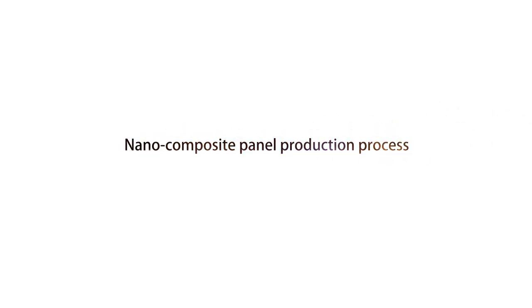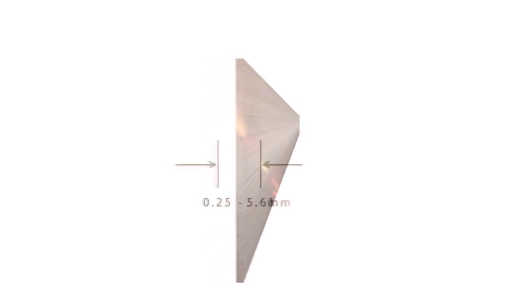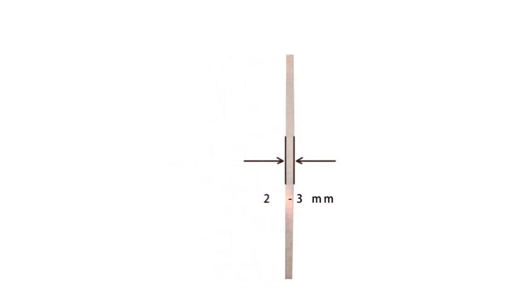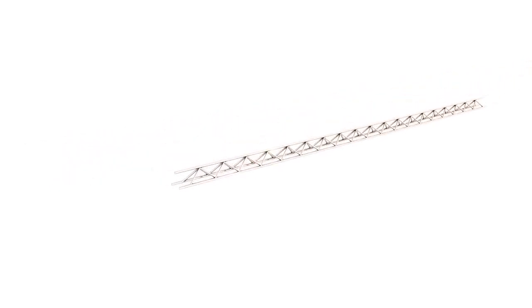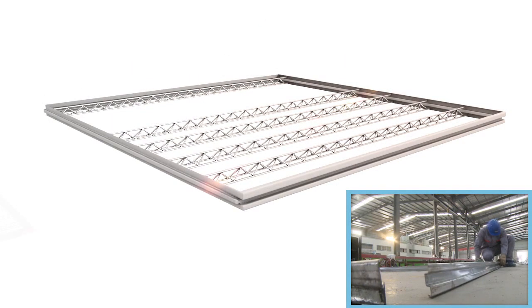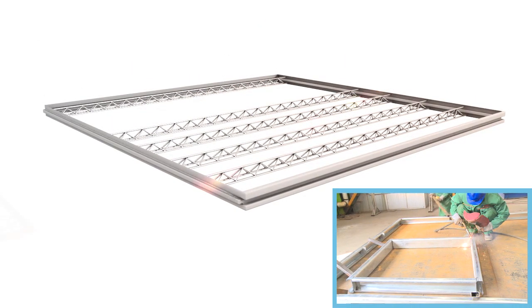Composite panel production process. Firstly, bend the galvanized steel sheet to the design standards and cut to the right length. The thickness of the galvanized steel sheet is 2.5 to 3 millimeters. Then, select different galvanized steel wire according to the design to make the truss. Finally, after the frame and truss are assembled, steel mesh will be put both up and down.